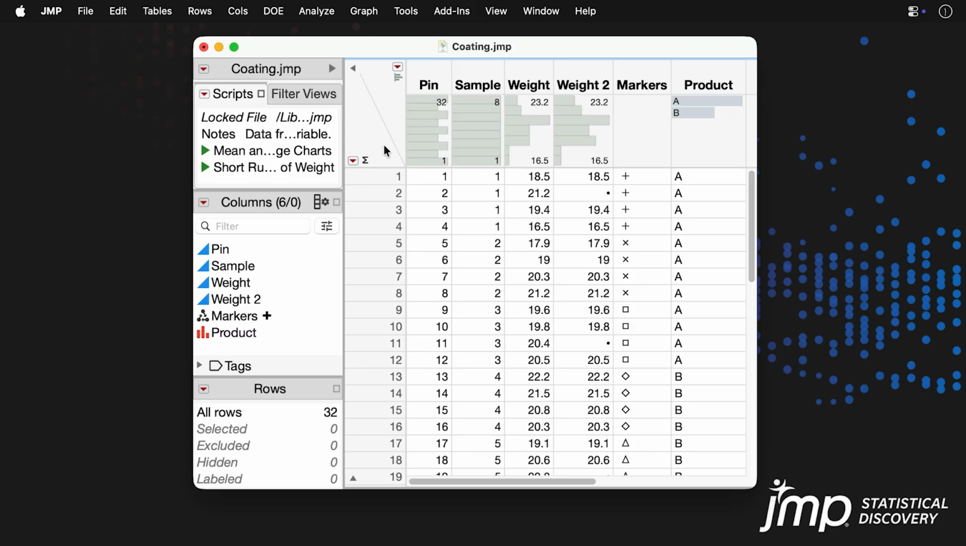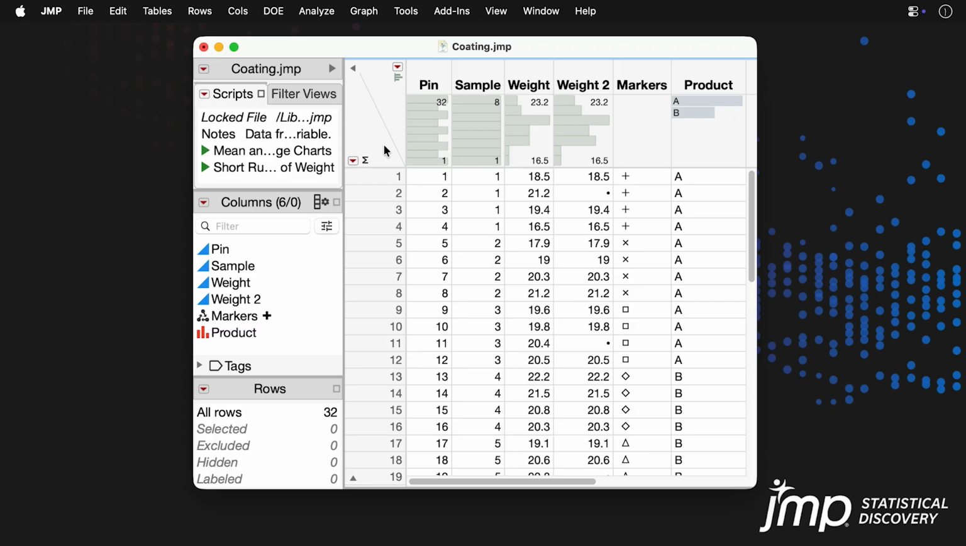This JMP demonstration shows how to conduct a two-sample equivalence test for means. We're using the Coding data from the JMP Sample Data folder. A two-sample equivalence test helps determine whether two means are close enough together to be considered practically equivalent.